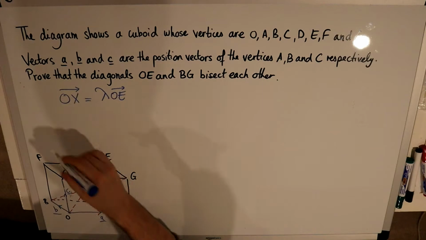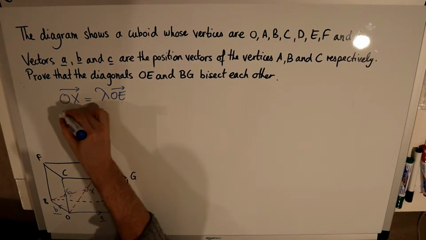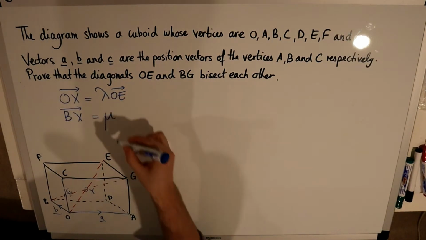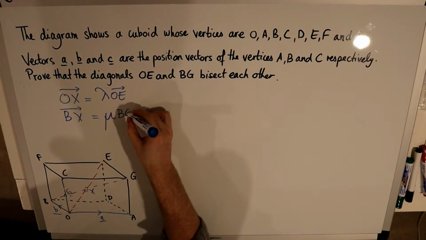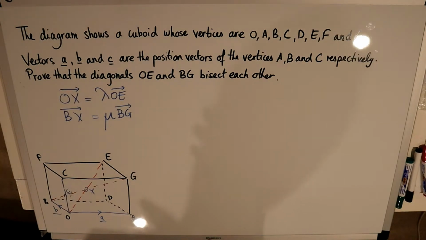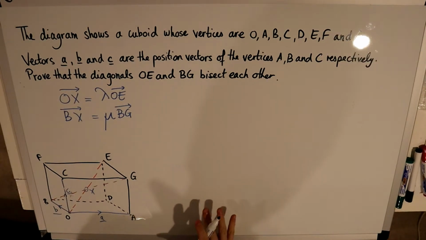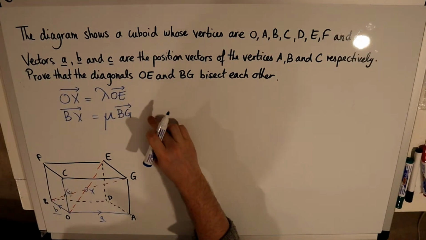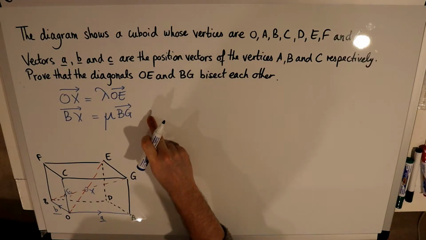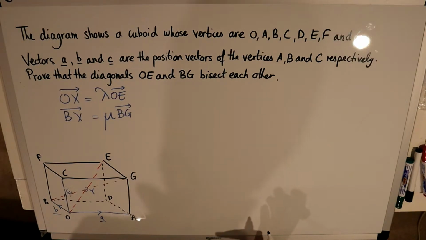And then also BX is equal to mu, again just to make things complicated, times BG. And I'm going to try to prove mathematically that these are half each. Now, this will work with ratios as well if they need to be different. But yes, I can express these two in terms of a, b, and c, which is what I'm going to do, and then we're going to equate the coefficients.